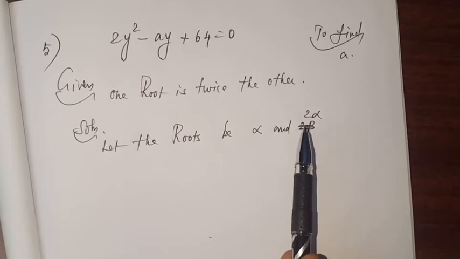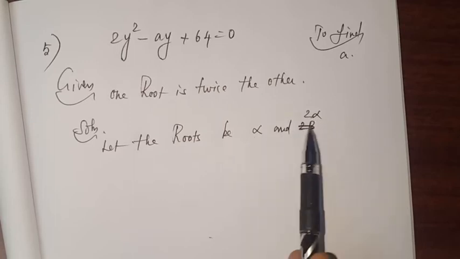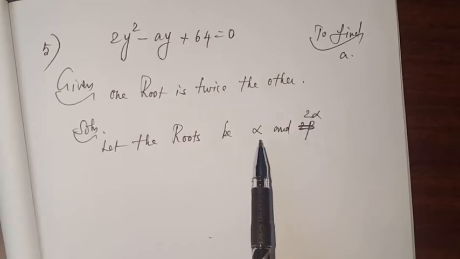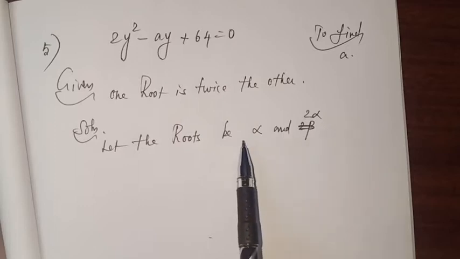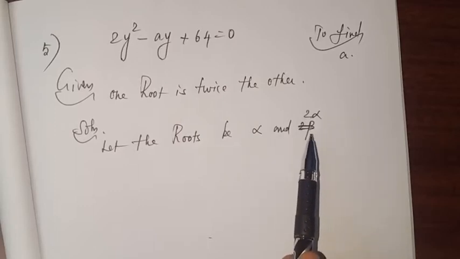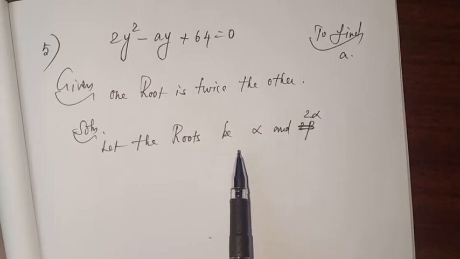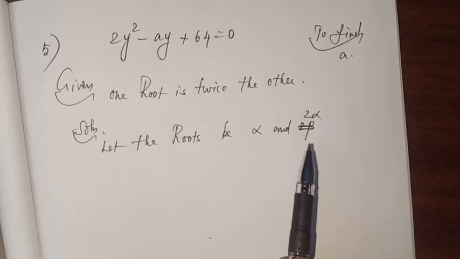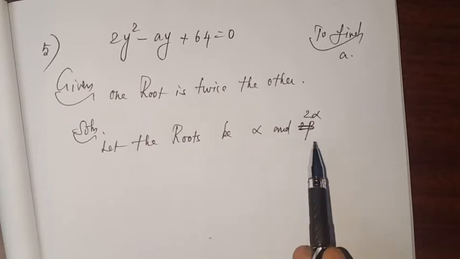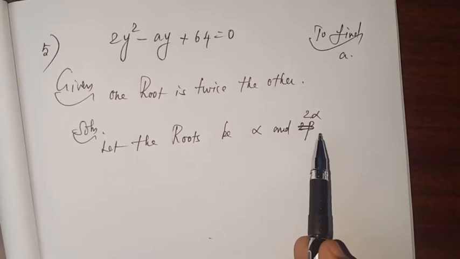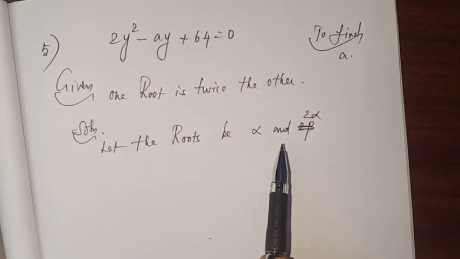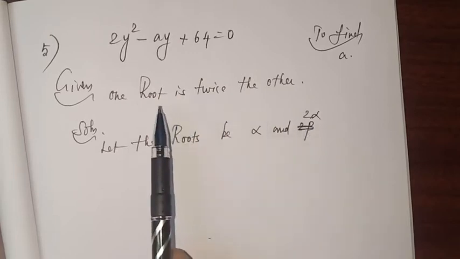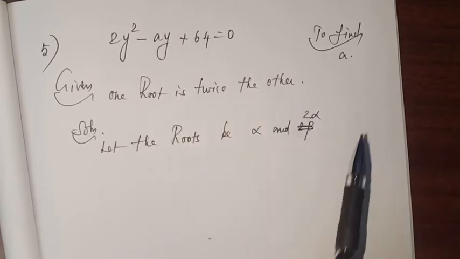Suppose you are given thrice the other, the roots are alpha and 3 alpha. If you are given one root is negative of the other, it means alpha and minus alpha. Suppose you are given one root is reciprocal of the other, it means alpha and 1 by alpha. Suppose you are given one root is square of the other, it means alpha and alpha square. But in this question you are given the two roots are alpha and 2 alpha because one root is twice the other. Okay.